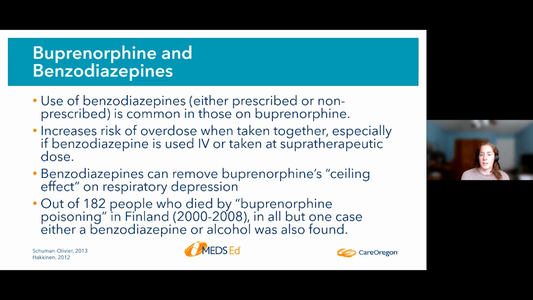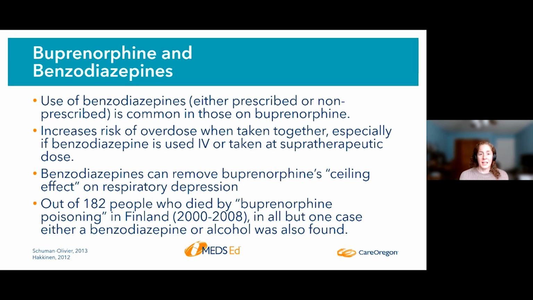There is a study that's often cited out of Finland looking at buprenorphine poisoning or overdose deaths. Out of 182 people who died from buprenorphine overdose between 2000 and 2008, in all but one case, either a benzodiazepine or alcohol was also found. And I think this is often cited to say that if you're on buprenorphine alone, it's extremely uncommon that you're going to have an accidental overdose. It's really those cases we're seeing when people are combining buprenorphine with a benzodiazepine or alcohol.